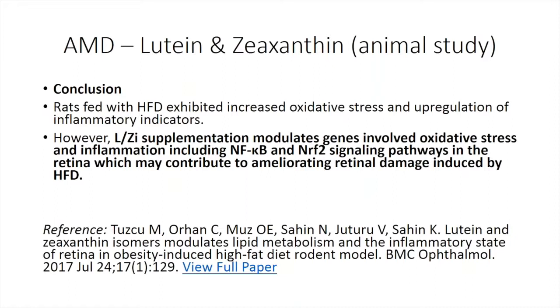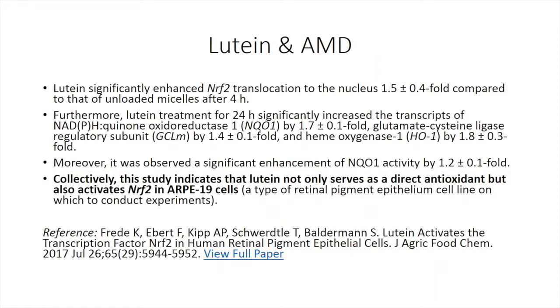So this is obviously a rat study, but a point of principle as to how lutein and zeaxanthin can be useful. More on these nutrients. This next study looked at how lutein not only serves as a direct antioxidant, but also activates the NRF2 in ARPE19 cells, which is a type of retinal pigment epithelial cell line on which you conduct experiments.